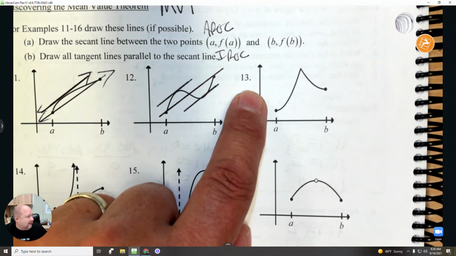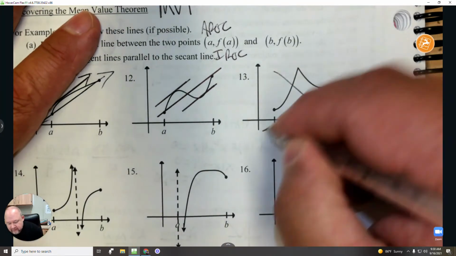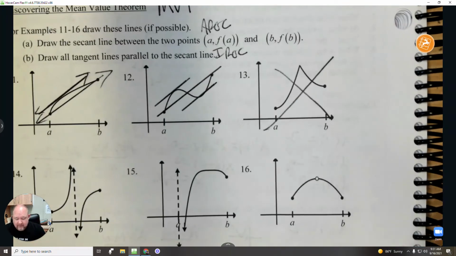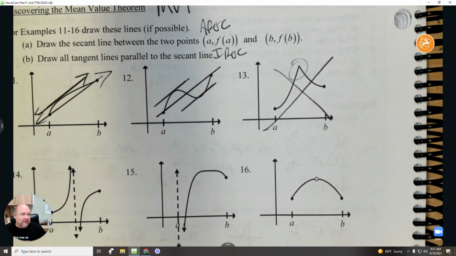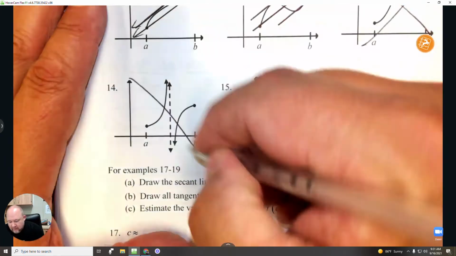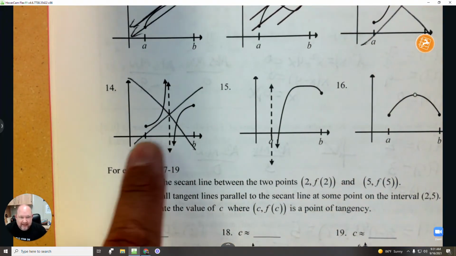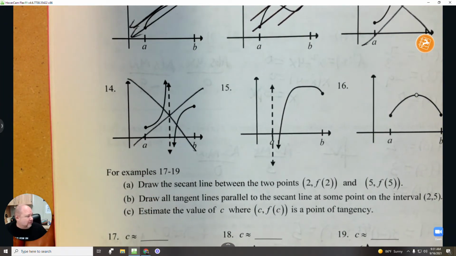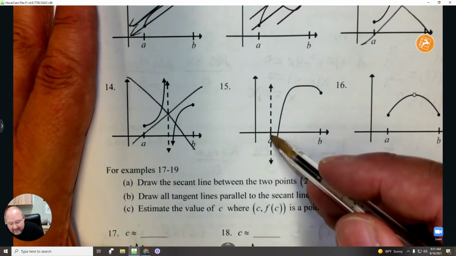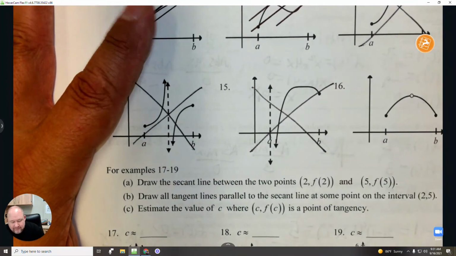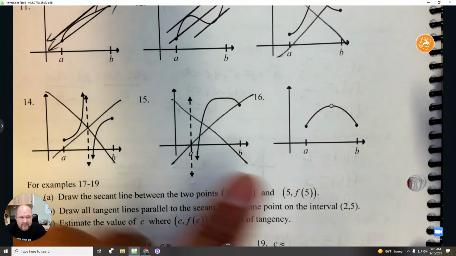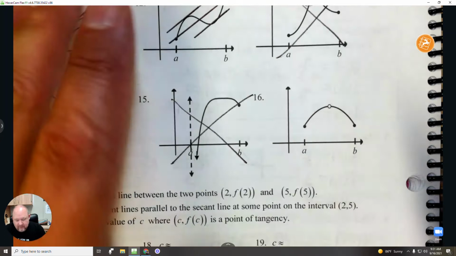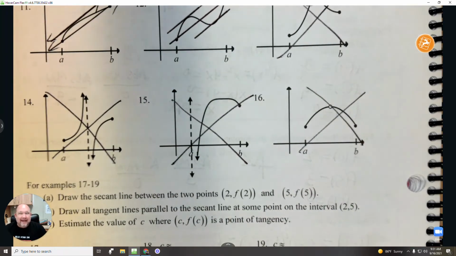Here, number 13, it is not differentiable, so this does not work. It has to be continuous and differentiable. That sharp corner means it's not differentiable. Same thing here, 14, it is not differentiable from A to B. There's a moment where it's not. It has to be differentiable and continuous, both. Number 15, again, A does not even exist. So from A to B, it does not apply. And if you look here from A to B, again, it's not continuous. So it must be continuous and differentiable.